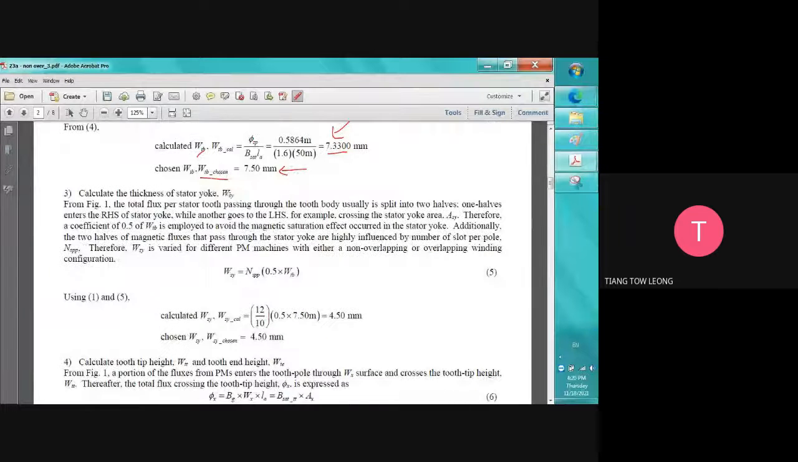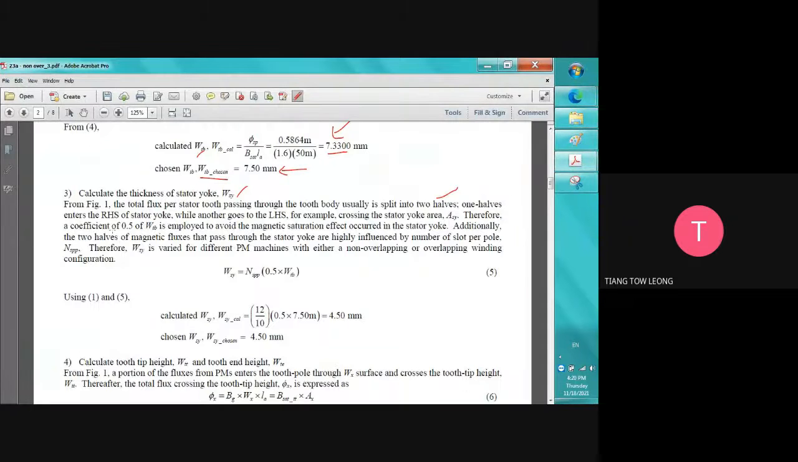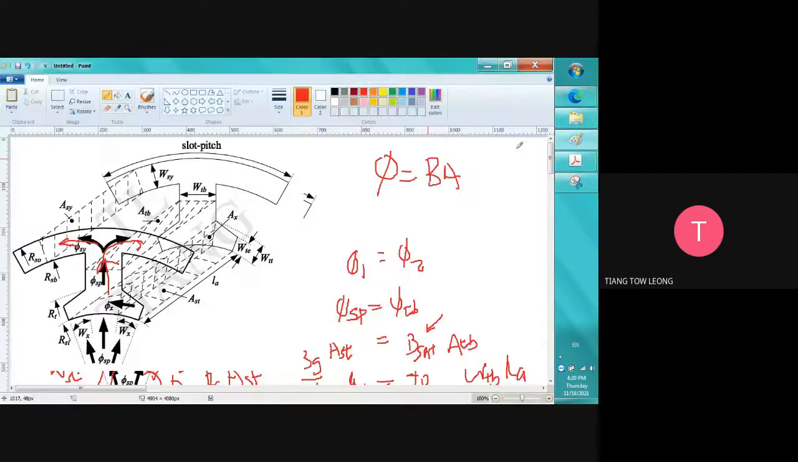Next, calculate the thickness of the stator yoke. Figure 1 shows the total flux of the stator pole passing through the tooth body. Usually it is split into two halves. For example, like this, it goes in, then you split into two halves. One half enters the right hand side, another half goes to the left hand side, crossing the center yoke area ASY. It will cross this area. So the ASY is actually WSY times LA.